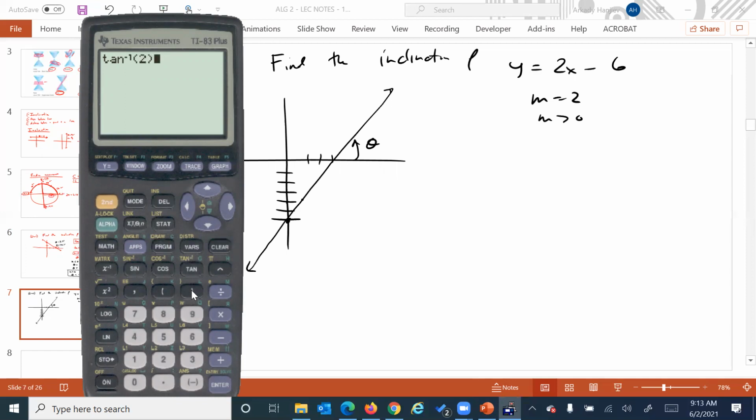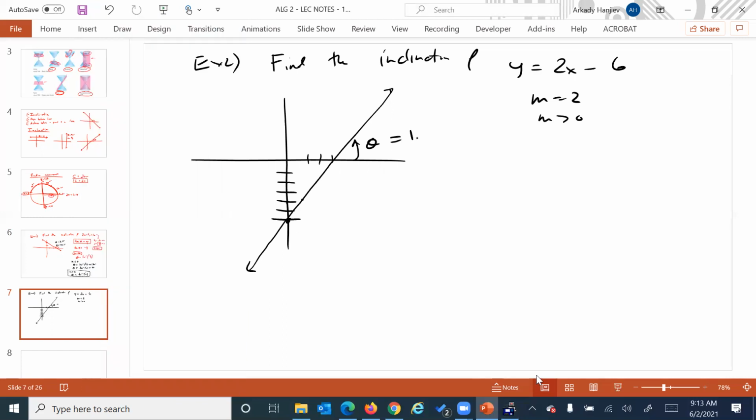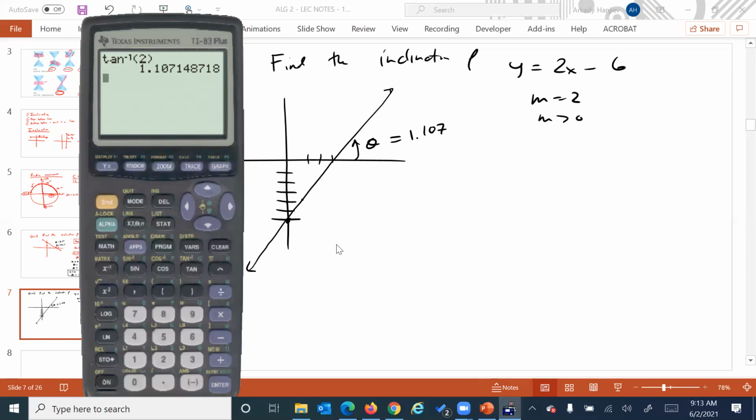Just 2. Is that right? That's my slope. Enter. Is this for radian or degree? For radians for now. 1.107. That's what I got for my radian measurement.